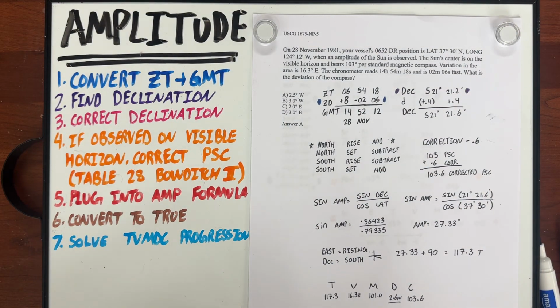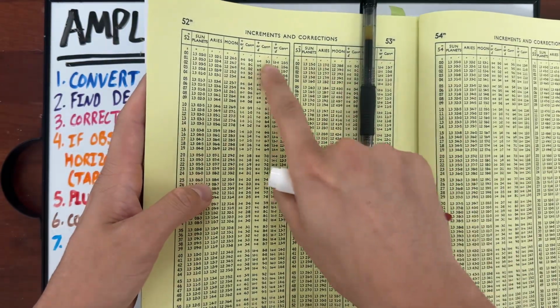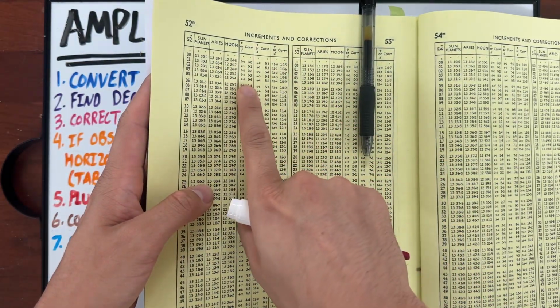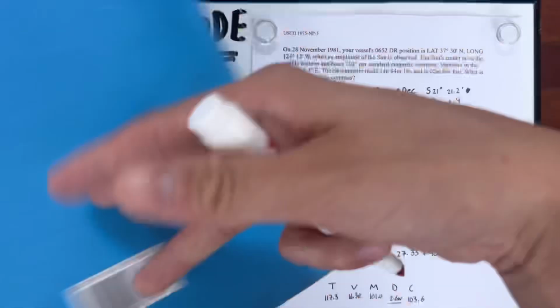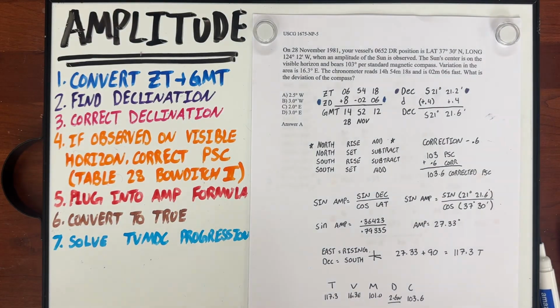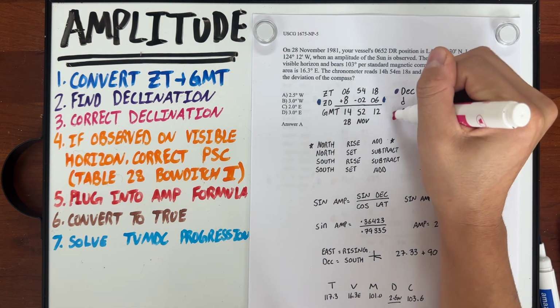The next thing you'll do is go to the minutes and seconds and correct that if it needs to be corrected. Our increments and corrections at 0.4 for V or D corrects to 0.4. So south 21.2 plus 0.4, this is our corrected declination.